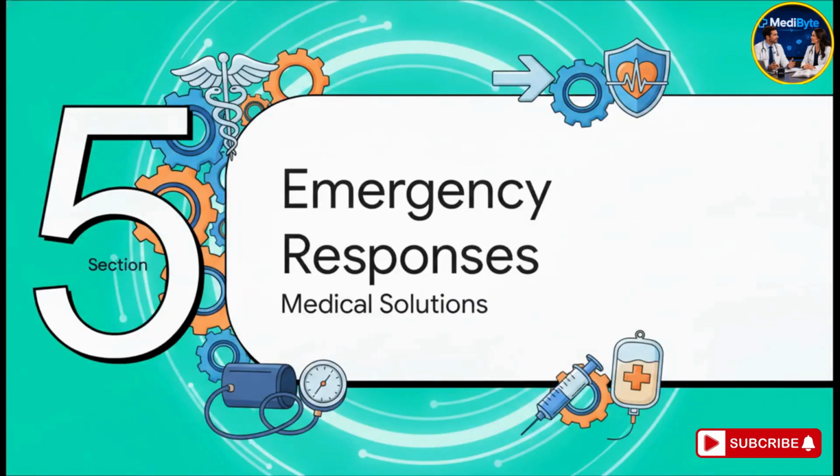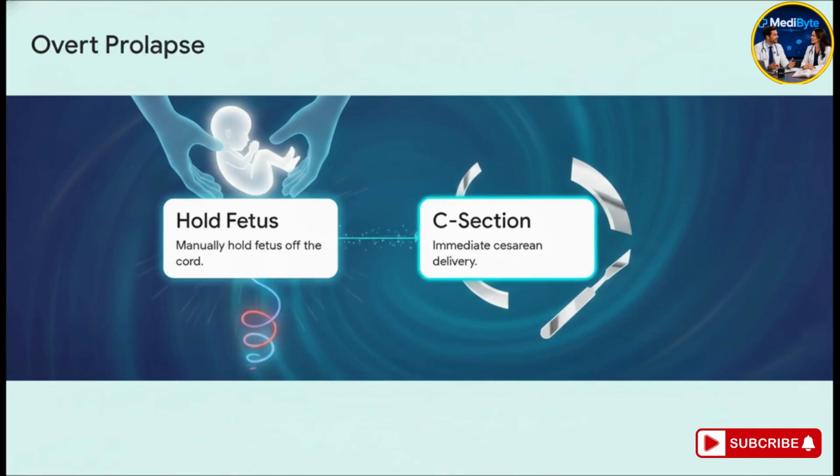Section 5. Emergency medical responses. Returning to the overt prolapse for a second, when the baby is pressing down on an exposed cord, the response is incredibly hands-on. A nurse or doctor will literally hold the fetus's body off the cord manually, physically keeping that vital pathway open. And they have to maintain this hold continuously while the rest of the team preps for an immediate cesarean delivery. It's a very fast-acting, highly coordinated procedure built entirely around protecting that vital blood flow.